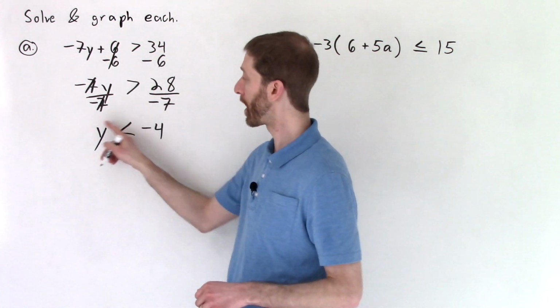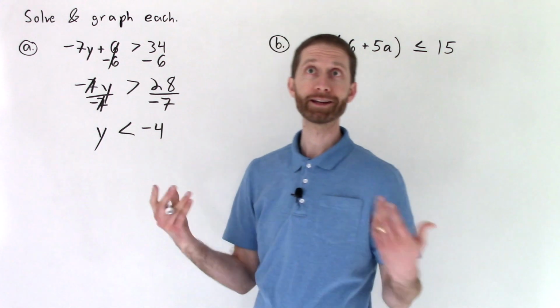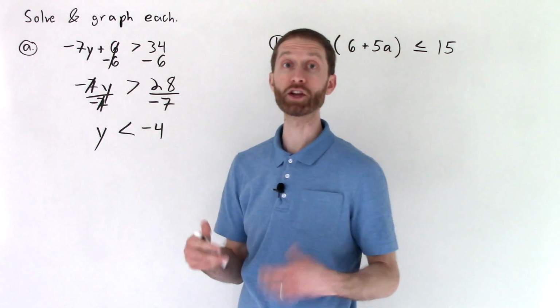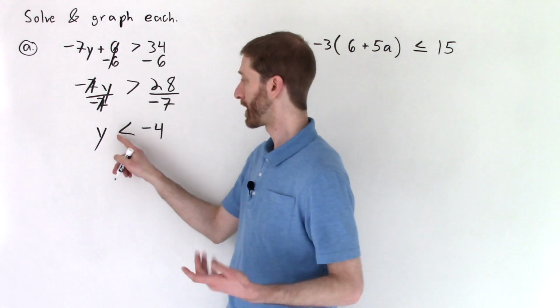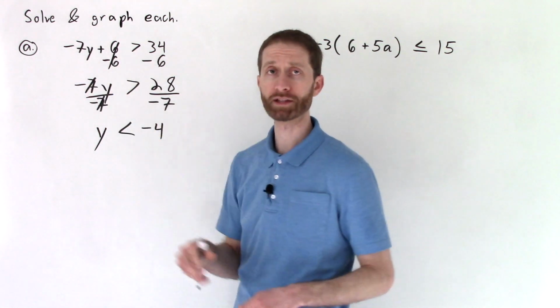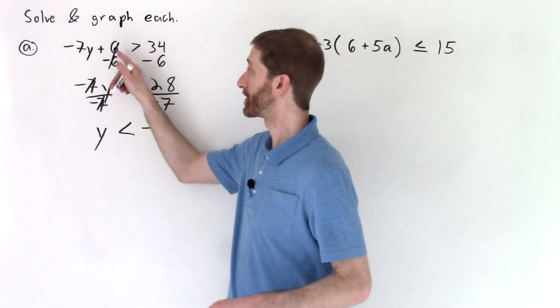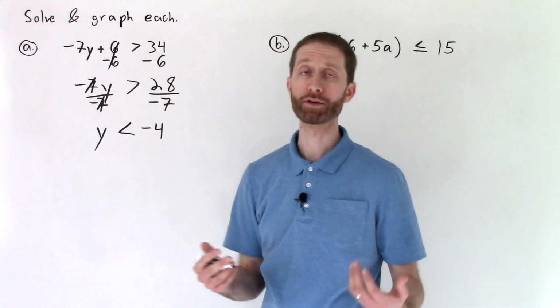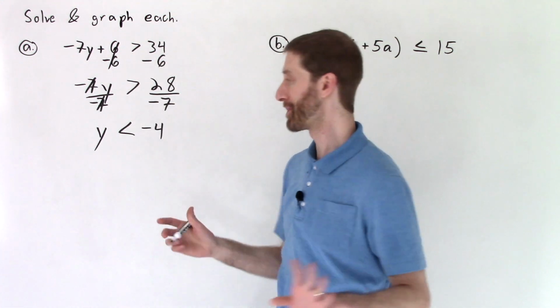So if you plug in a number less than negative 4, like negative 10, and we put that into this inequality, we will get a true statement. Let's check it out. So negative 10 is definitely to the left of negative 4. Negative 10 times negative 7 is 70, plus the 6 is 76, which is indeed more than 34. Very cool. So there's many, many solutions there.